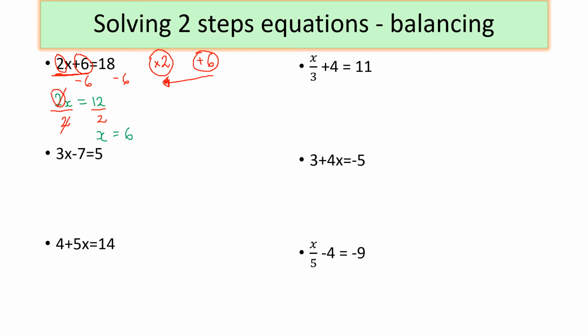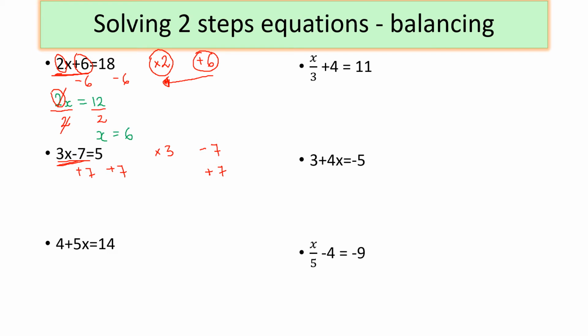In the next example, notice, if I look at this calculation, I've got x, and first I times it by 3, and then I take away 7. So I need to do the opposite first. So I need to add 7 to both sides. So I add 7 to both sides.